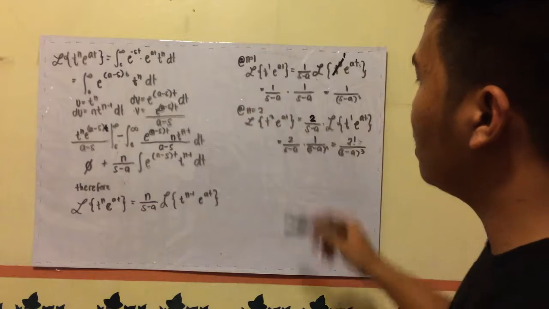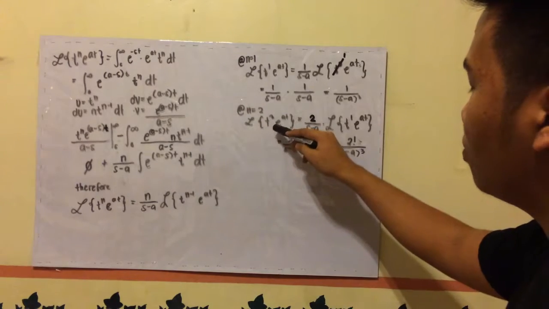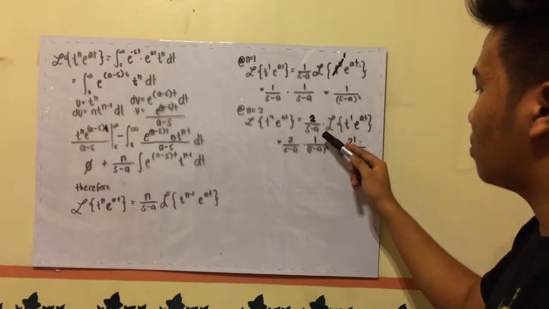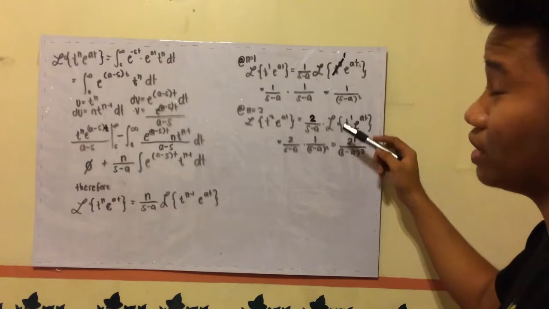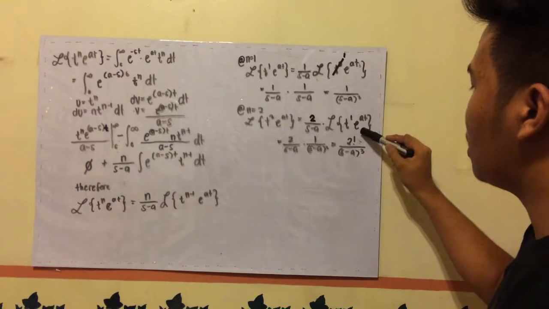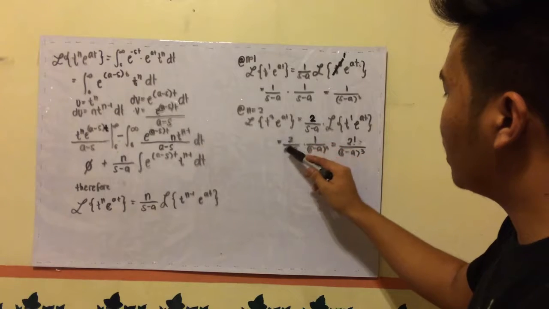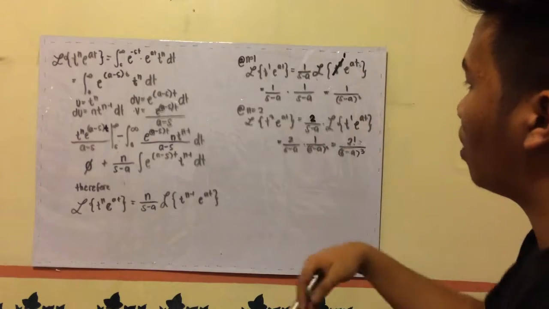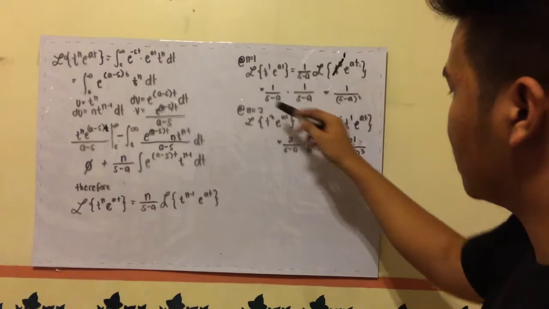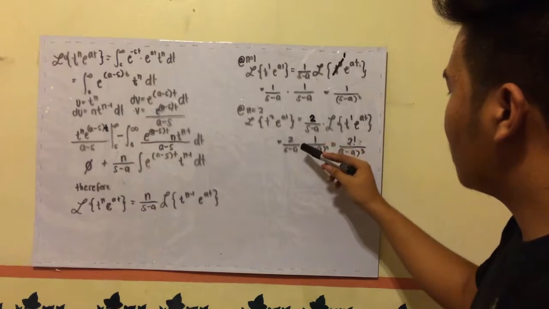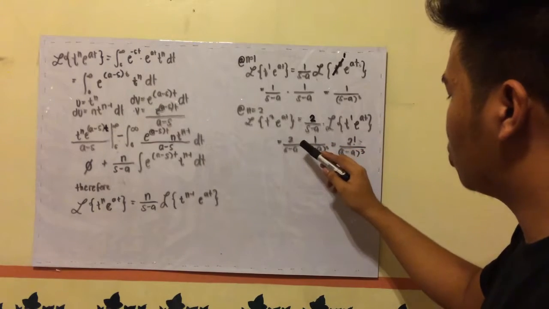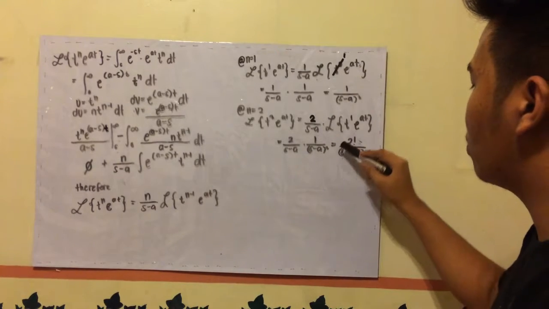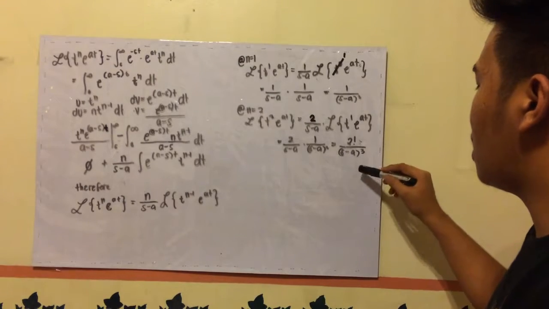So at n is equal to 2, the Laplace of t squared multiplied by e raised to at is equivalent to 2 over s minus a multiplied by the Laplace of t raised to 1, or simply t, multiplied by e raised to at, which is equivalent to 2 over s minus a multiplied by 1 over (s minus a) squared, which is the value of our previous Laplace. So 2 over s minus a multiplied by 1 over (s minus a) squared is equivalent to 2 factorial over (s minus a) cubed.